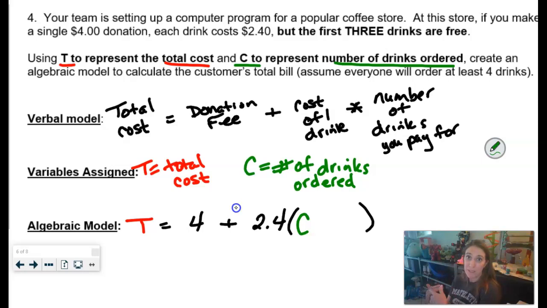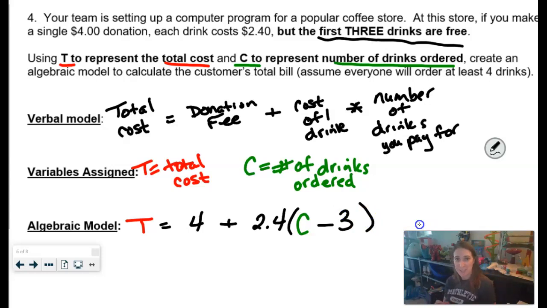And remember, my verbal model was 2.40 times the number of drinks I pay for. The reason I don't pay for 6 drinks is because the first 3 drinks are free. So right here, you're going to have to take the number of drinks that you ordered and subtract 3 from that. That's how that algebraic model is created. That was sneaky. That was really, really sneaky.